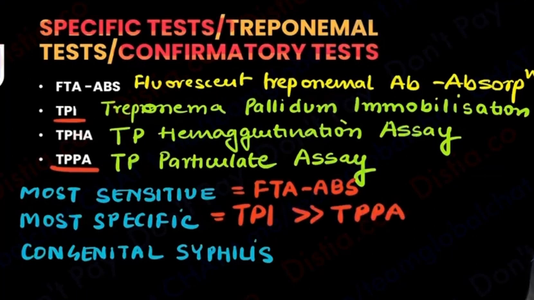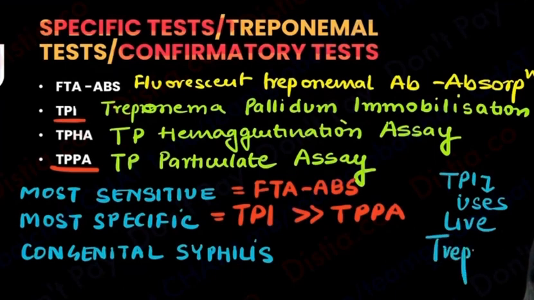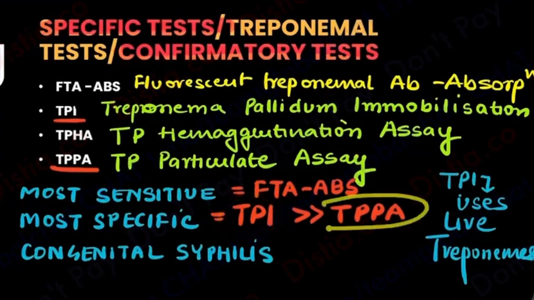You know why we don't prefer TPI? Basically, TPI tends to use live treponemes, as a result of which we cannot use it all the time. That is why I've given you two options. If TPI is there, very good. If not, then we will go for TPPA.